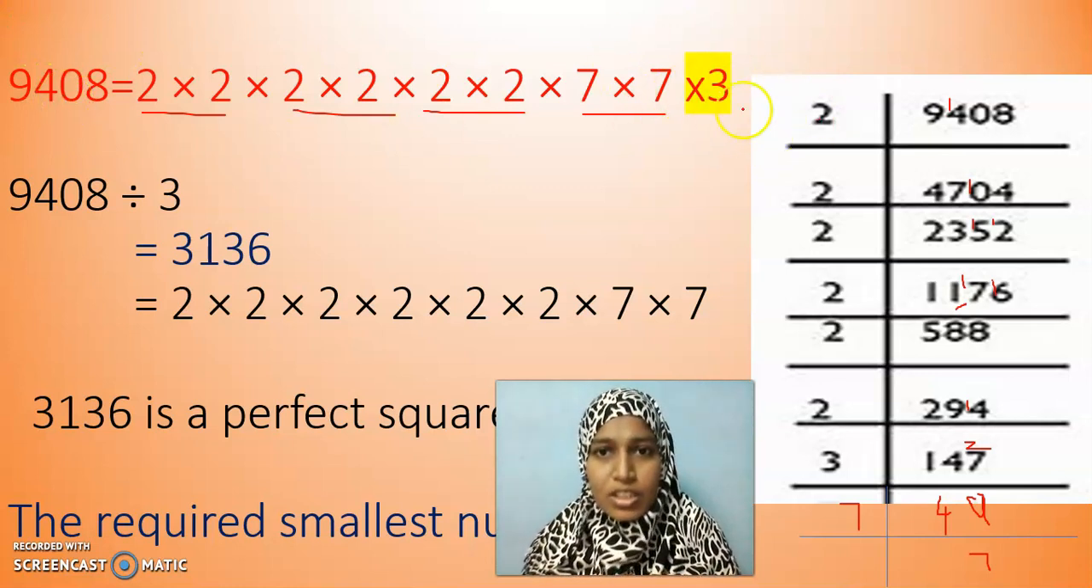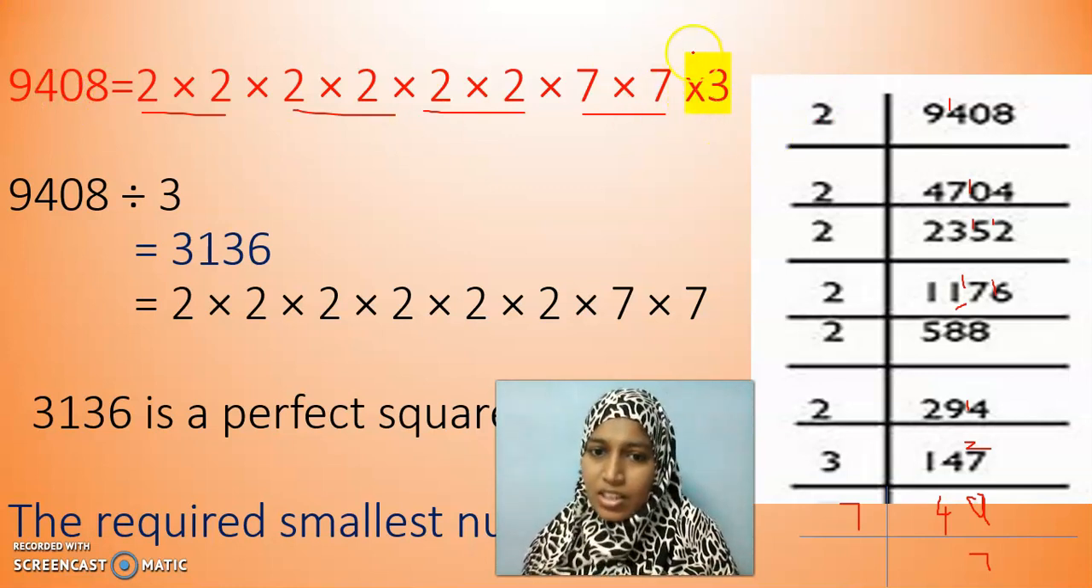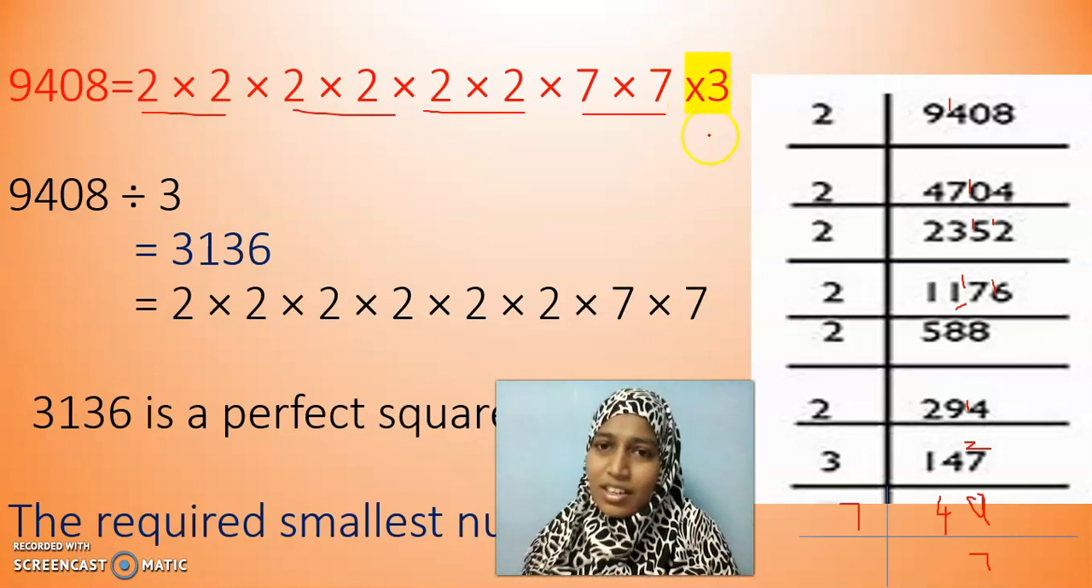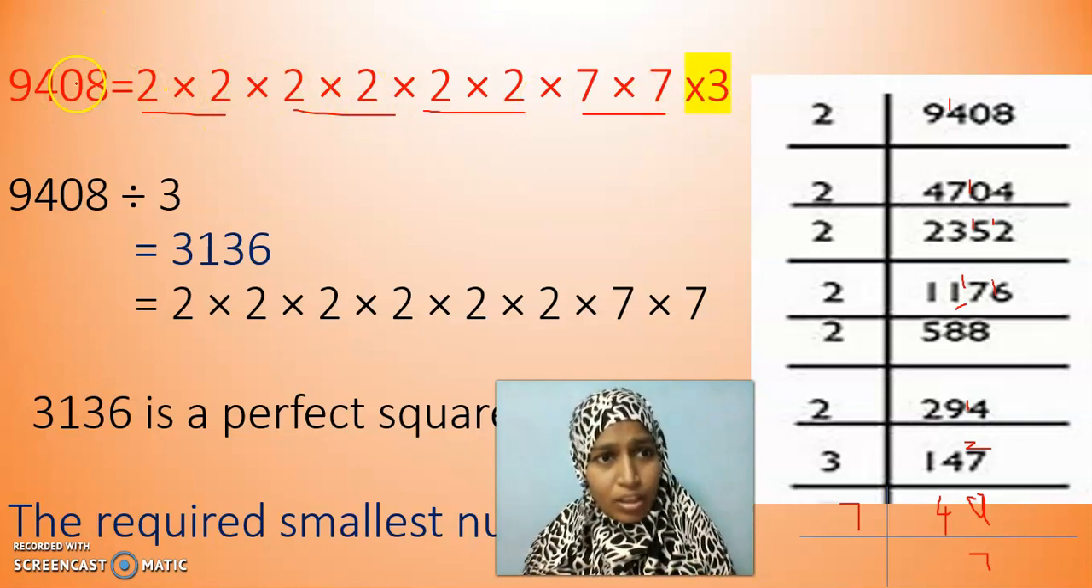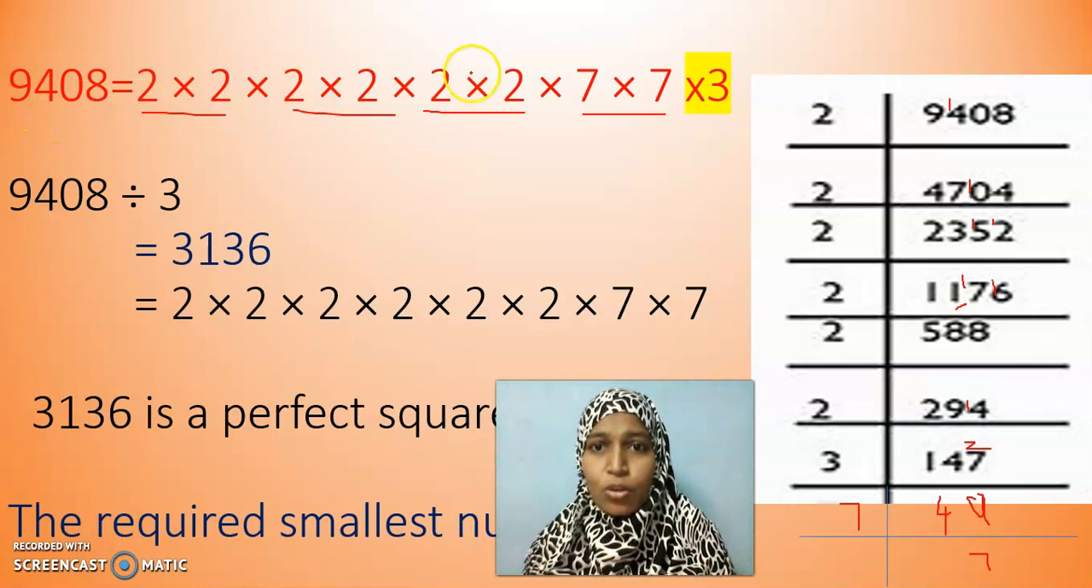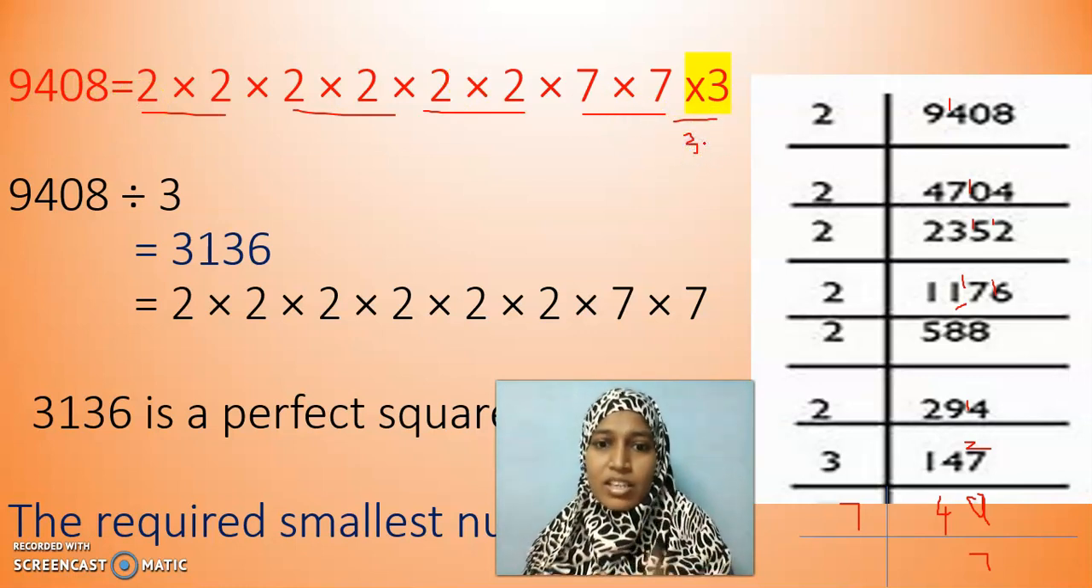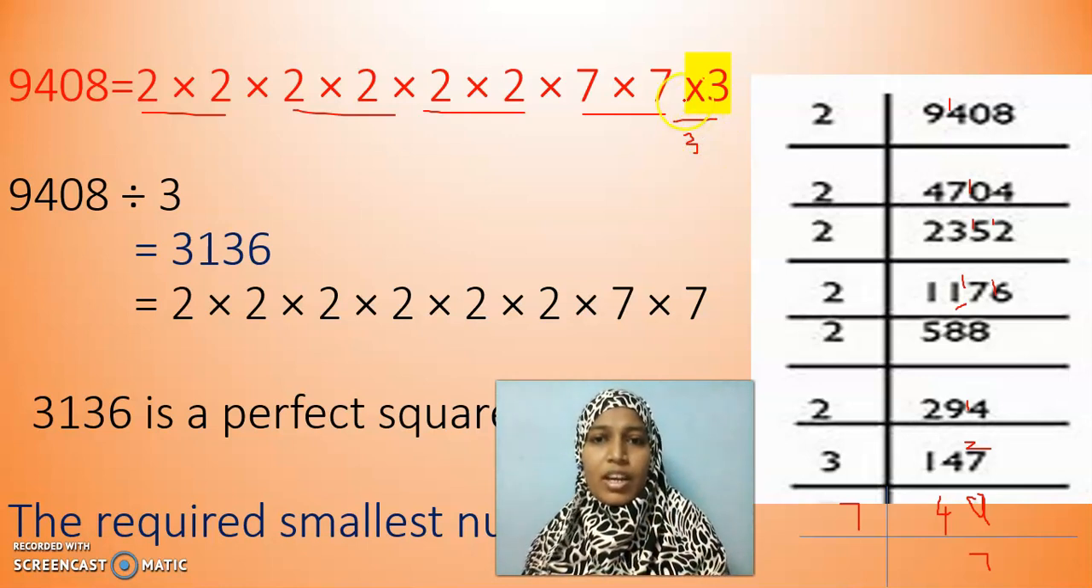I should remove this 3. How to remove? Just erase it off. It's removed, isn't it? But then it will not be equal to 9408. If I remove this and multiply all the other factors, will it be equal to 9408? No. So I divide it by 3. Now that's the question they have asked me. What should be divided?